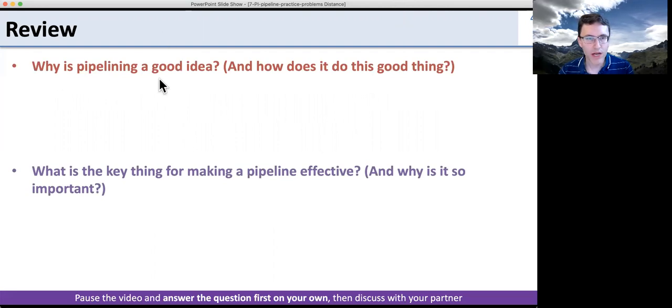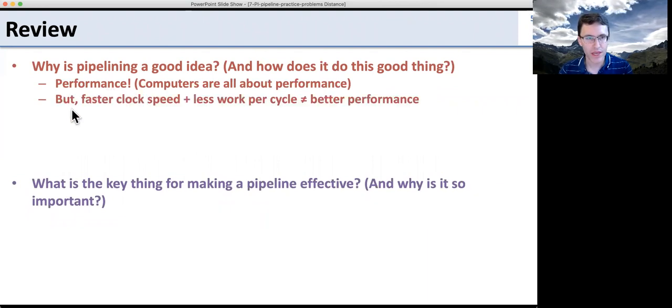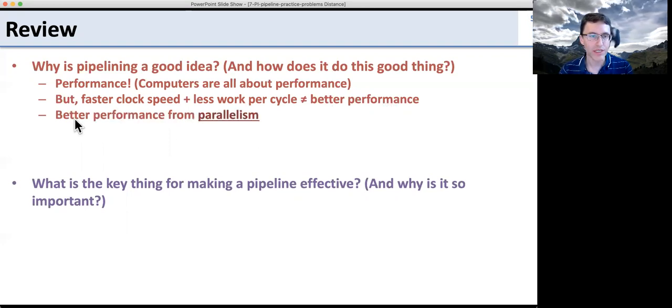All right, so why is pipelining a good idea and how does it do this good thing? Well, like everything else in computer systems, we're doing it for performance. We want to get performance. Pipelining is complicated. We wouldn't do this if it didn't give us performance. However, what pipelining does is it lets us run at a faster clock speed by chopping things up into smaller work. So if you go faster, but you do less work in each cycle, you don't actually get better performance. And this is really the key to pipelining.